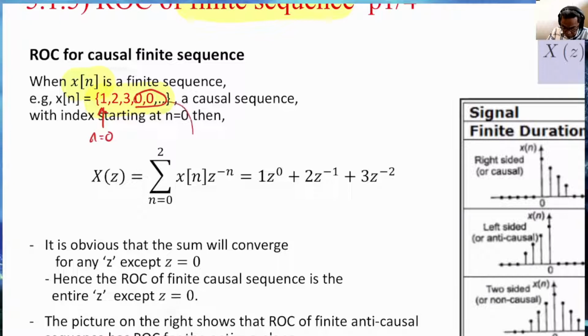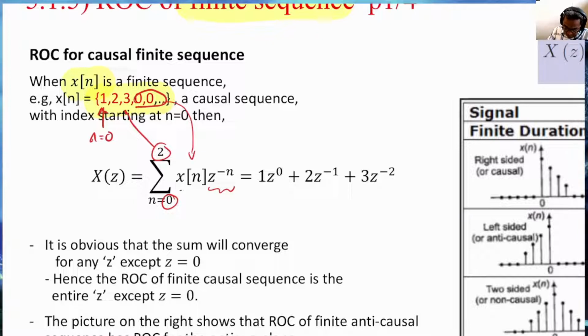Or we should say, why are we not interested in the 0? Simply because 0 multiplied by z minus n is still 0. So adding 0 terms is not important in a series. So when we take the z transform of x of n, therefore in this particular example, we are only interested in the index from n equals to 0 to 2.